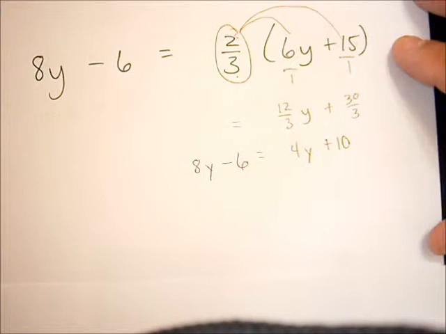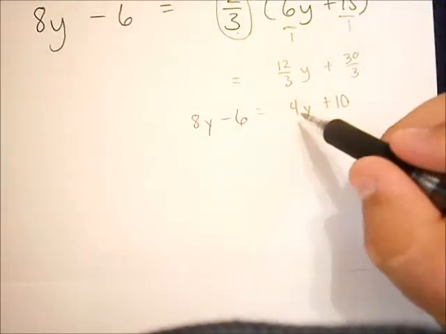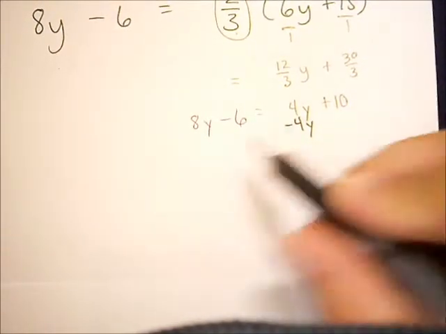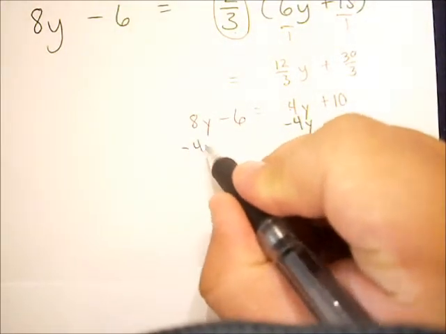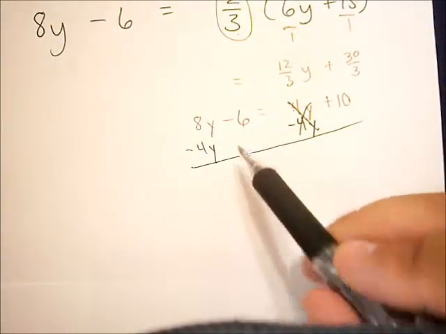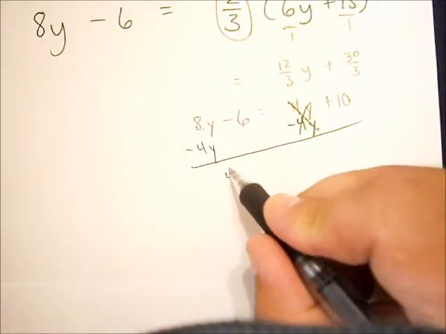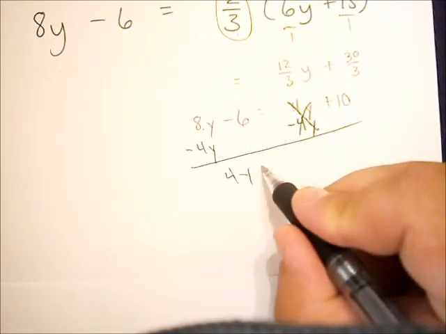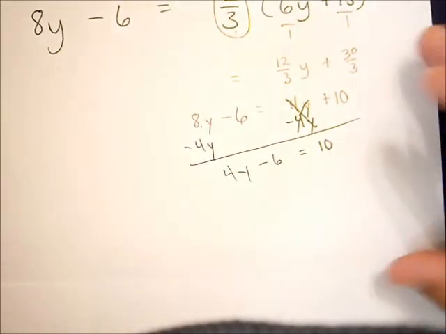Okay, now we're ready to get the y's together so that we can isolate the y and figure out what it is. So the first thing I'm going to do is, since the 8 is bigger, I'm going to move this 4y to this side. It was positive, that's why I am subtracting it. We've got to do the inverse in order to get rid of it. So on this side, 8y minus 4y, the 8 is bigger, so it's going to be positive 4y minus 6 equals, this is gone, and we have 10 on this side.